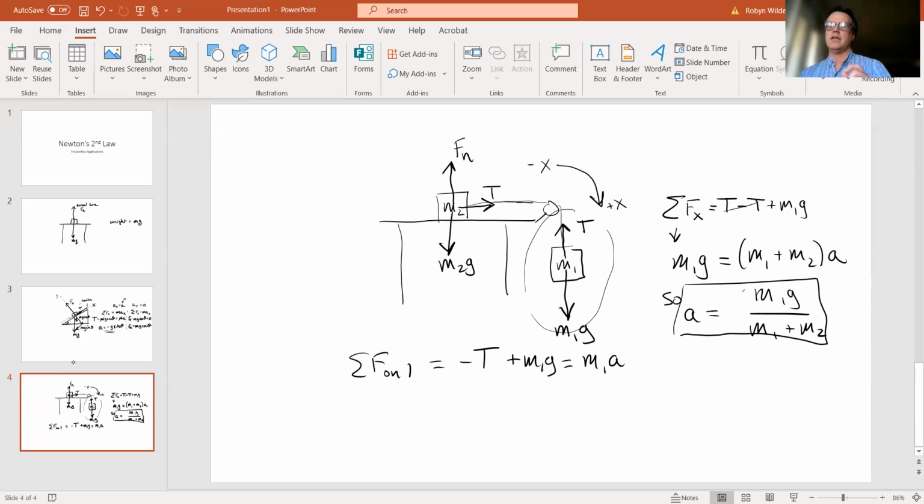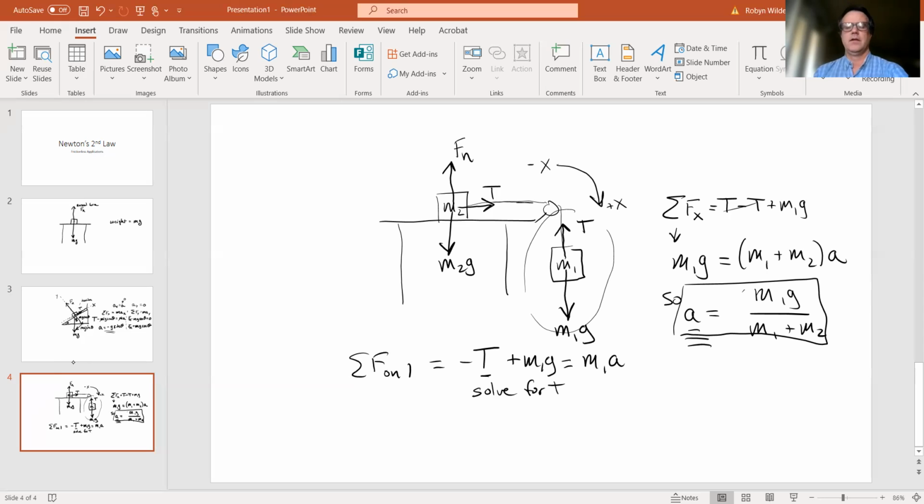Notice I only set the forces that are acting on m1 equal to m1's mass times the acceleration. So I can look at it in two ways. I can look at it as a complete system. M1 and M2 are just two parts of a whole system. They're stuck together by the rope. Or I can look at each mass individually. But what I could do here is solve for T using the acceleration of the system we found.